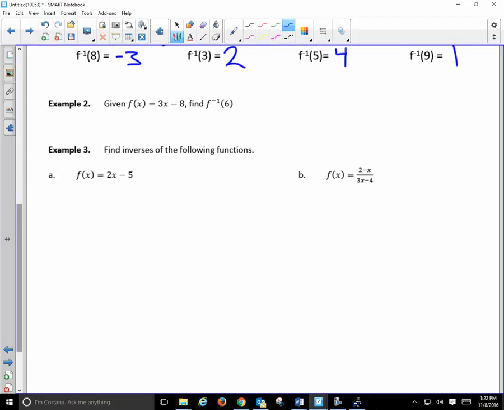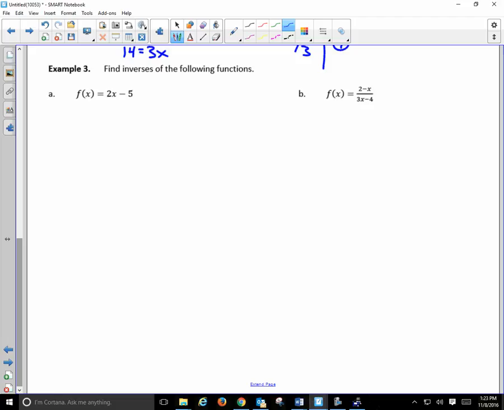Let's move on to a second example. It says, given the function f of x is 3x minus 8, find f inverse of 6. Is 6 an x value or a y value? It's a y value. How would I find the corresponding x value? Plug it in where? To f of x. So 6 is equal to 3x minus 8. 14 is equal to 3x. So I get an x value of 14 thirds, which will give you an output of 6. Good with that? Okay.